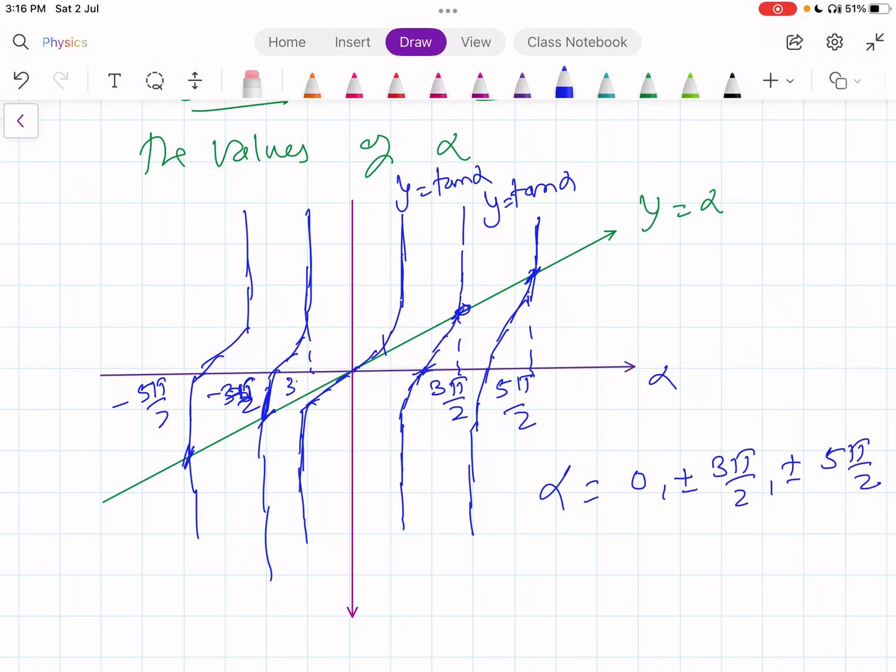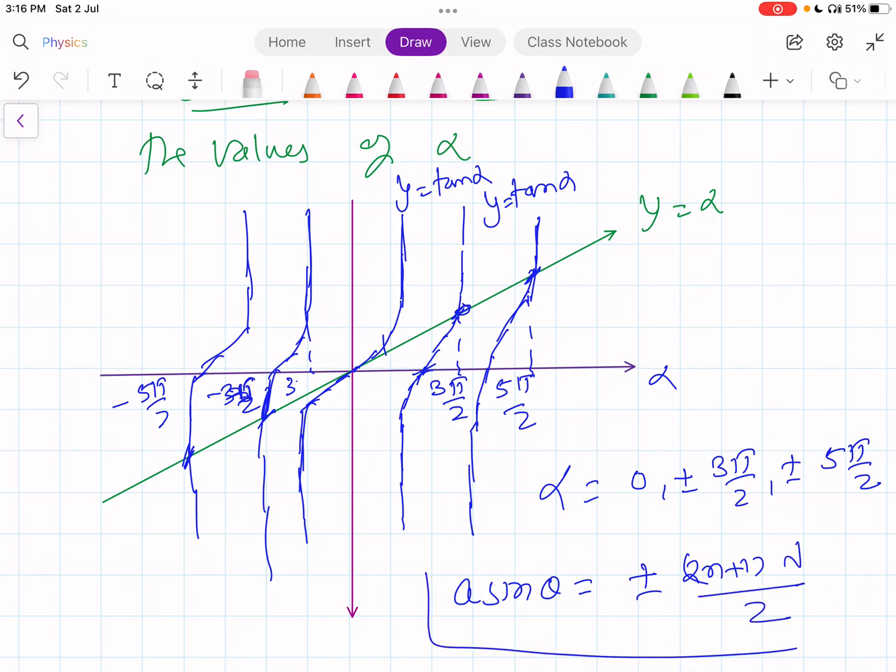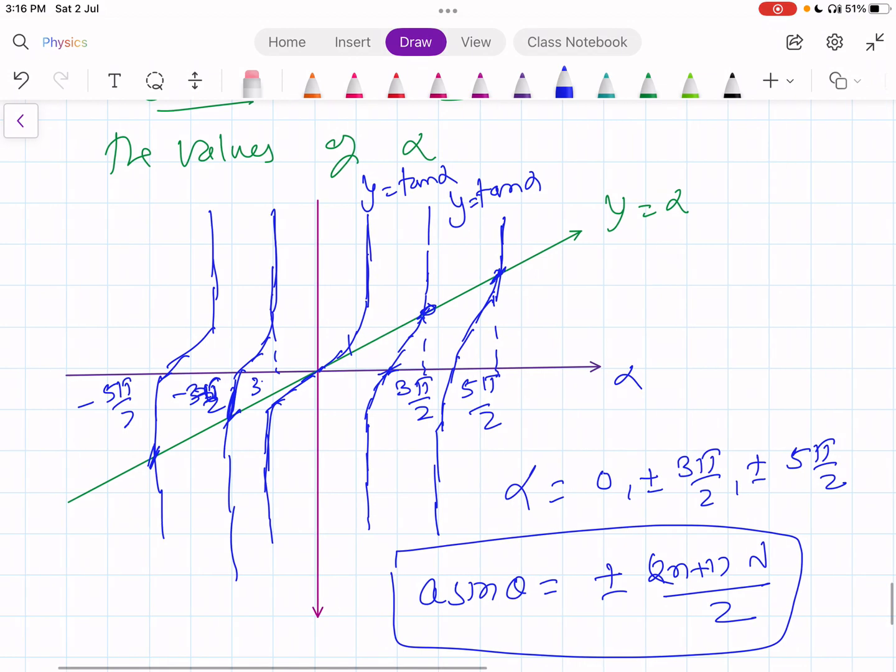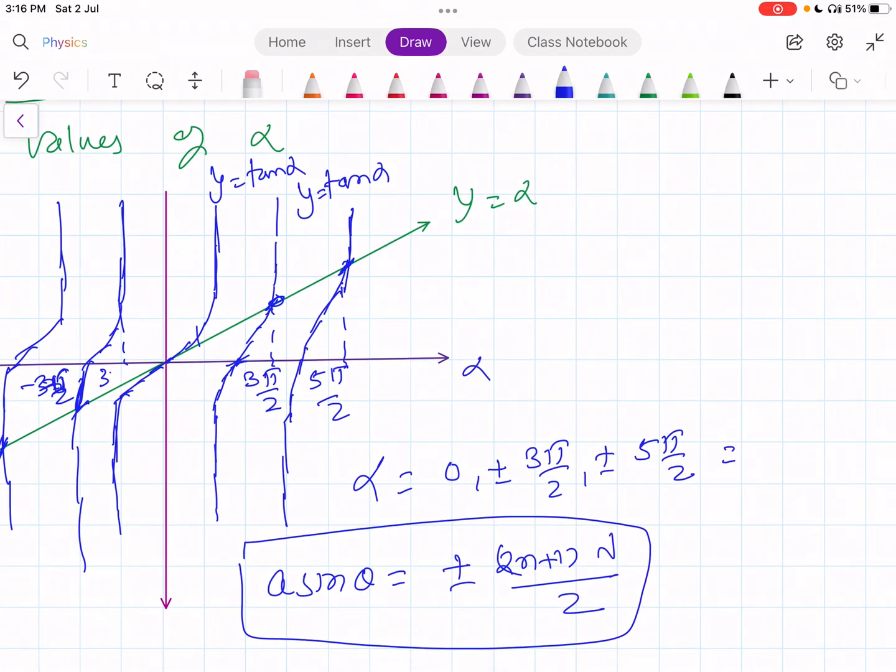So when alpha equals to 0 or plus minus 3 pi by 2 or plus minus 5 pi by 2, we get the secondary maxima. So we can write that a sine theta is equals to plus minus 2n plus 1 lambda by 2. We will get this equation by putting the value of alpha is equals to plus minus 2n plus 1 pi by 2. In terms of path difference, this is the equation for the points where you get the secondary maxima.